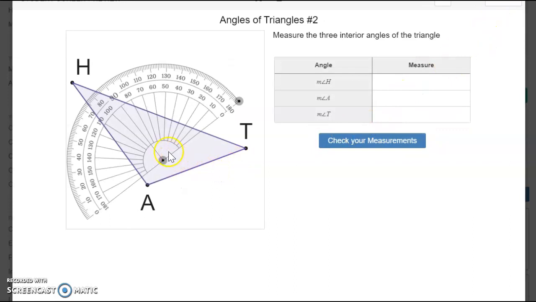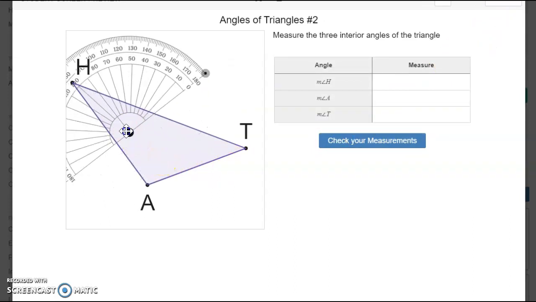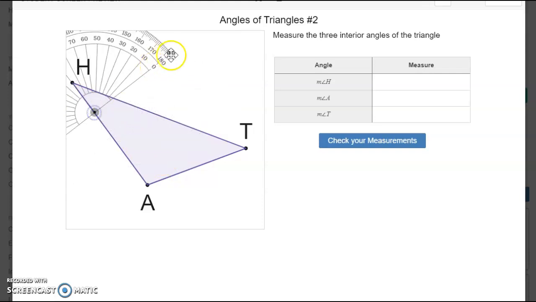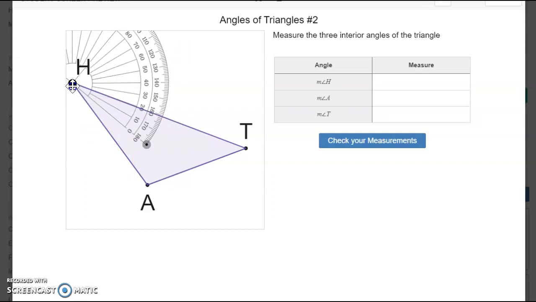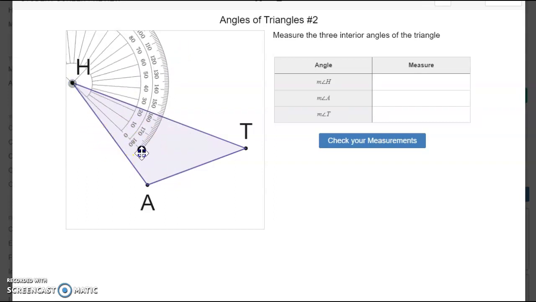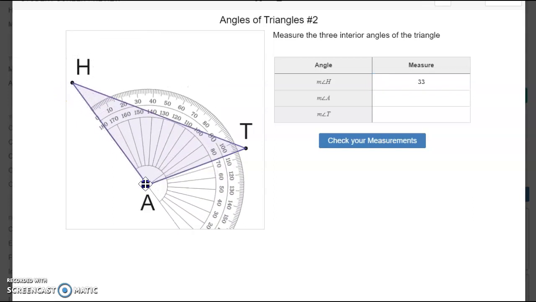So you do the same thing with another triangle here. Again, triangle vertex H. You need to line it up here. Then line up the bottom perfectly. Again, I'm going to be using the inside numbers so that I can count up 0, 10, 20, 30, and it looks about 33 to me here. Now we need to find the angle measure of A. So put it on the vertex right there.